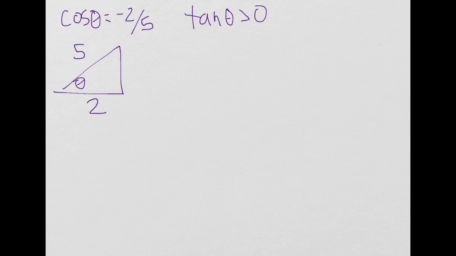So again, we're going to need to use Pythagorean theorem. 5 squared minus 2 squared equals that side squared. Call it b again, just like before. So equals b squared. So we get 25 minus 4 equals b squared. 25 minus 4 is indeed 21. So we are talking about the square root of 21.